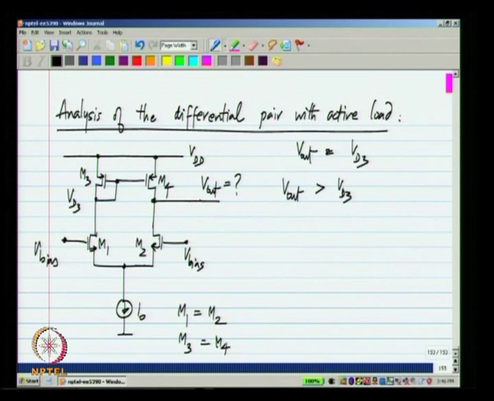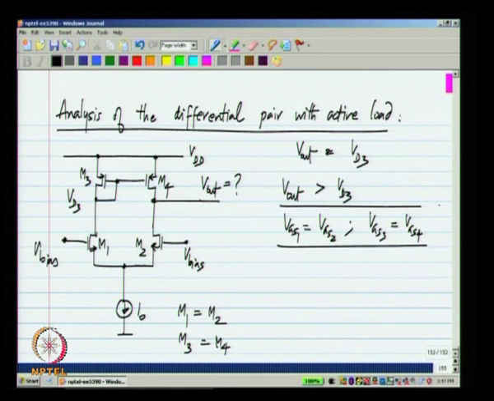Now, keep in mind that under the quiescent condition, Vgs1 and Vgs2 are equal to each other, and Vgs3 and Vgs4 are equal to each other. Now, if two identical transistors have the same Vgs and their currents are different, the only way for that to happen is for the VDSs to be different. That is, if two transistors have the same Vgs and one of them has a larger VDS, it will also have the larger current. Now, let us assume that V out is more than Vd3 and see what happens.